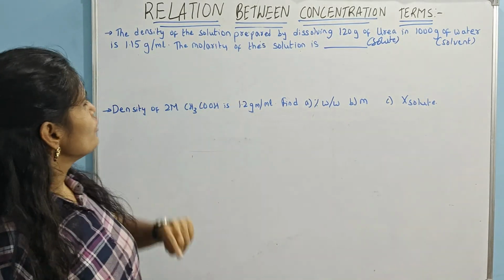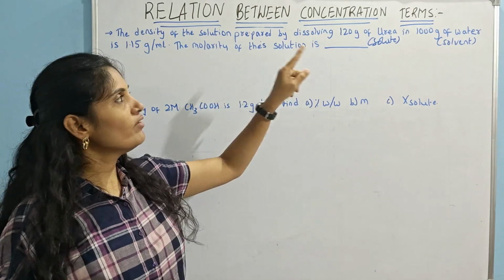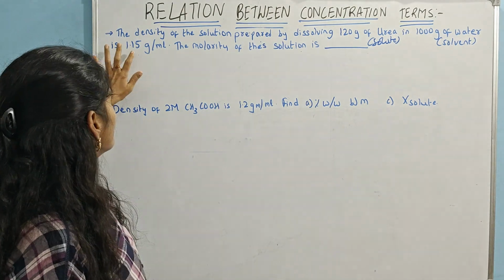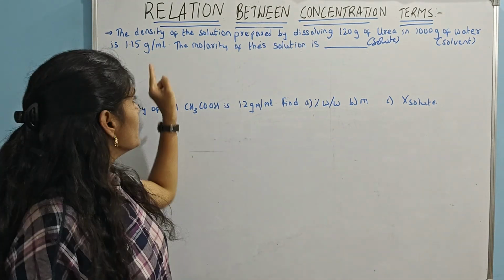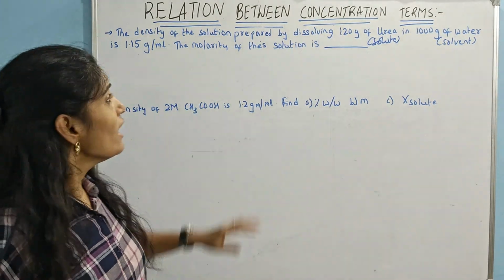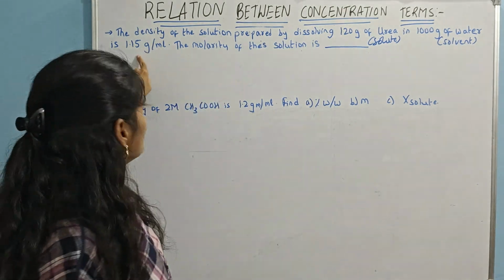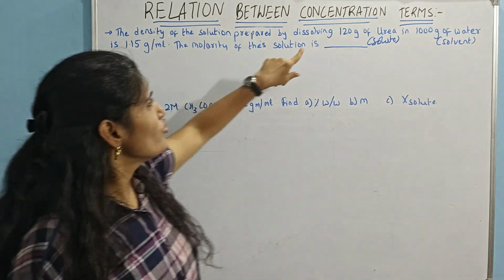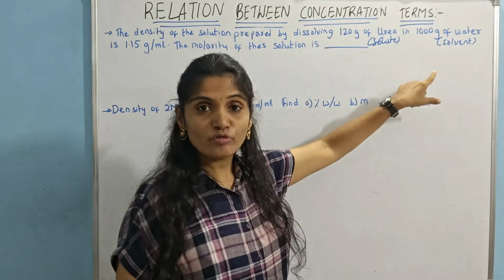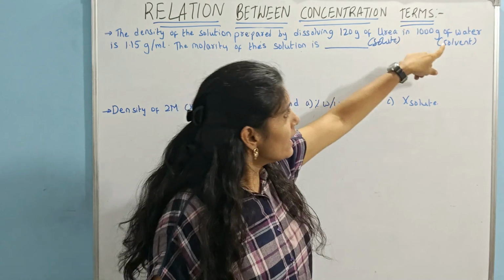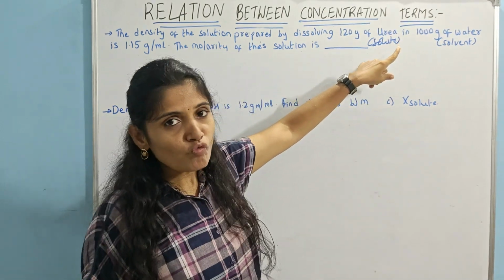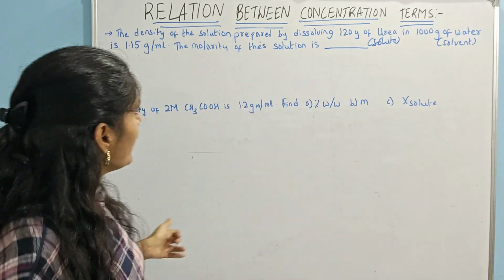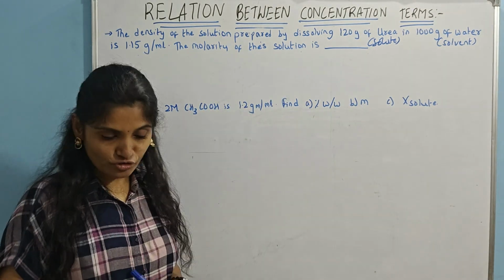The density of the solution prepared by dissolving 120 grams of urea in 1000 grams of water is 1.15 gram per ml. The molarity of the solution is... I have a solution whose density is given to me, which is 1.15 gram per ml, and this solution is prepared by dissolving 120 grams of urea, which is my solute, in what amount of water? 1000 grams of water, which is my solvent. I need to find the molarity of this solution.